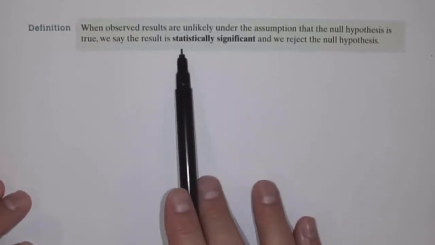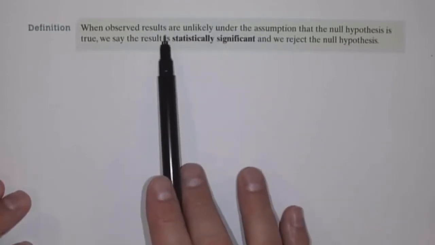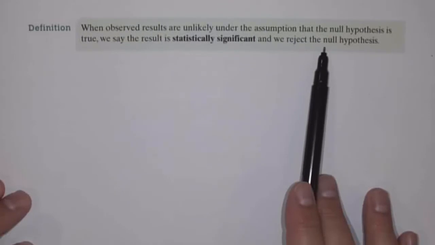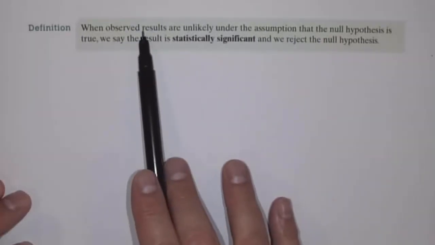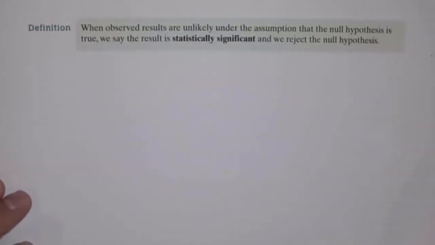So keep that term in mind. Statistically significant means that we most likely wouldn't get the results we obtained if the null hypothesis is true. So the results that we obtained are statistically significant, significant enough that we believe that the null hypothesis is not true.